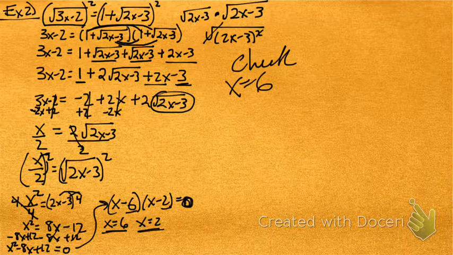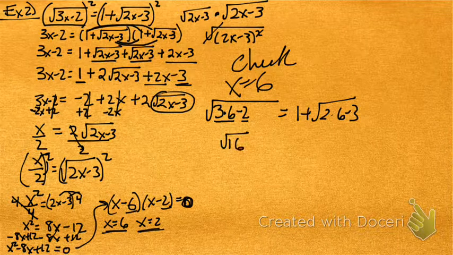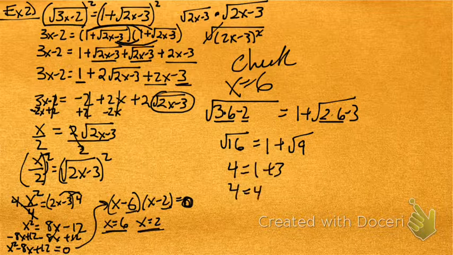For x equals 6, in the original I'll get the square root of 3 times 6 minus 2, and that's supposed to be equal to 1 plus the square root of 2 times 6 minus 3. This is going to be 18 minus 2, that's the square root of 16. Over here, I get 1 plus 2 times 6 is 12 minus 3, I get the square root of 9. This is going to be 4 equals 1 plus 3. Hey, we get 4 equals 4. I'm in good shape with x equals 6. However, I don't know about this next one, x equals 2.